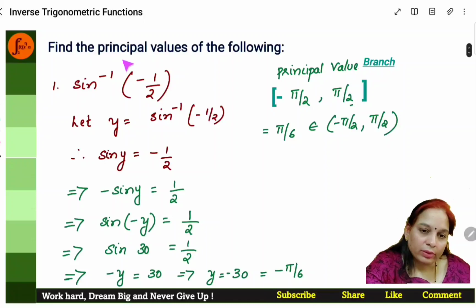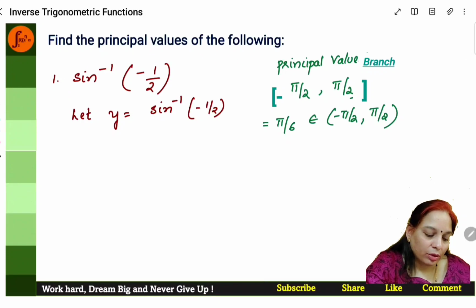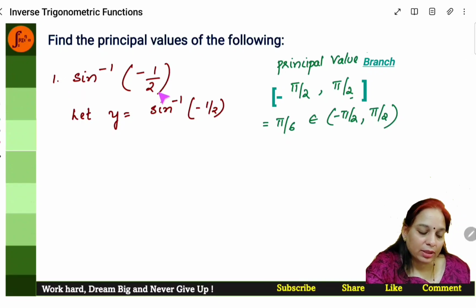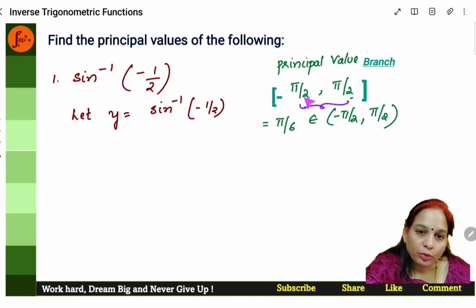Now we will solve the problems. Find the principal values of the following. So first one is find the principal value of sine inverse of minus half. Now principal value is nothing but the value that you get between this range. You will get some value when you solve this, and that value should be within this range. What is the principal value branch?